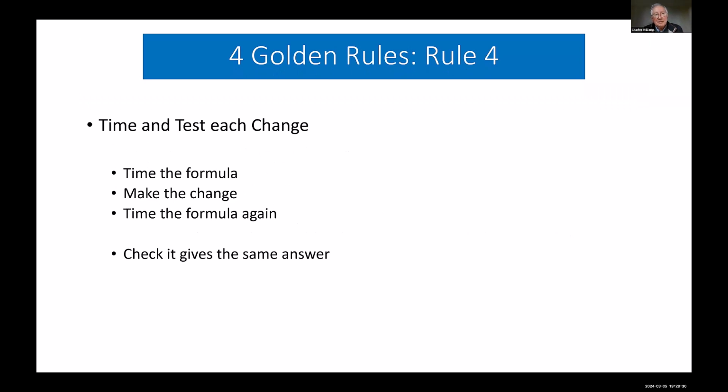Final golden rule, and possibly the most important one, is when you're trying to speed things up, you need to time the formula, make the change, time it again, because maybe you didn't make it faster, maybe you made it slower. And critically, let's avoid the bug. Let's make sure it gives the same answer. I've got caught by that a number of times. You think you've made some really clever thing to speed things up, and whoops, it's wrong.